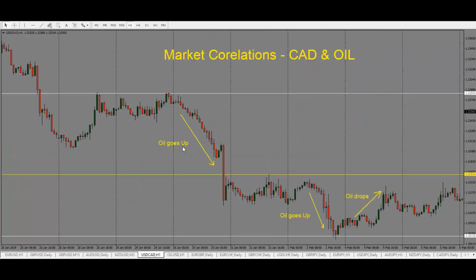So we'll go back to our chart. January 30th, we see that dollar CAD drops as oil was going up. And then on February 1st here, again, we see that dollar CAD drops as oil goes up. And on February 4th here, we see oil drops and our dollar CAD goes up. So there is that relationship. So next time you're looking at trading dollar CAD, just take a look at what oil is doing, and that can help us get into higher probability trades, or at least stay away from some of the trades that may not be the best ones to take.